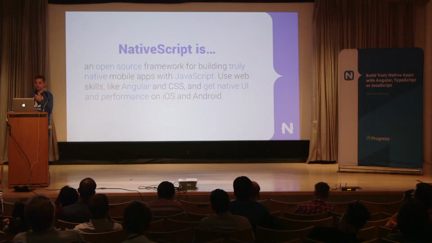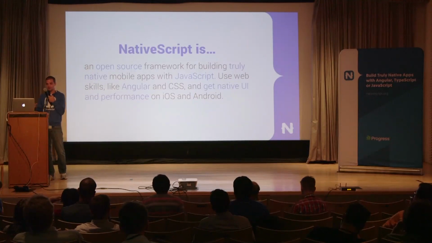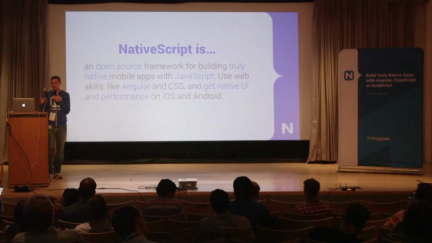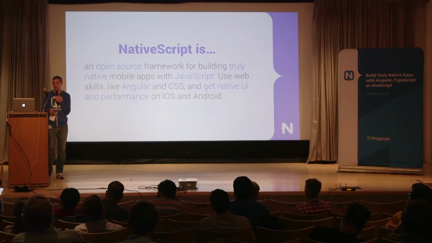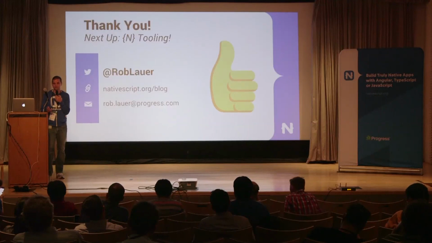So here's your elevator pitch. This is what you can share with the world. NativeScript is an open source framework for building truly native mobile apps with JavaScript. You're using your web skills like Angular and CSS, and you get that native UI and performance on iOS and Android. Anything you need can be found on nativescript.org. Thank you very much.